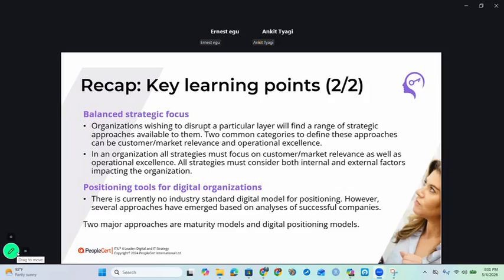Positioning tool for digital organizations. They say there is currently no industry standard digital model for positioning. However, several approaches have emerged based on the analysis of successful companies. Two major approaches are the maturity models and the digital positioning models.